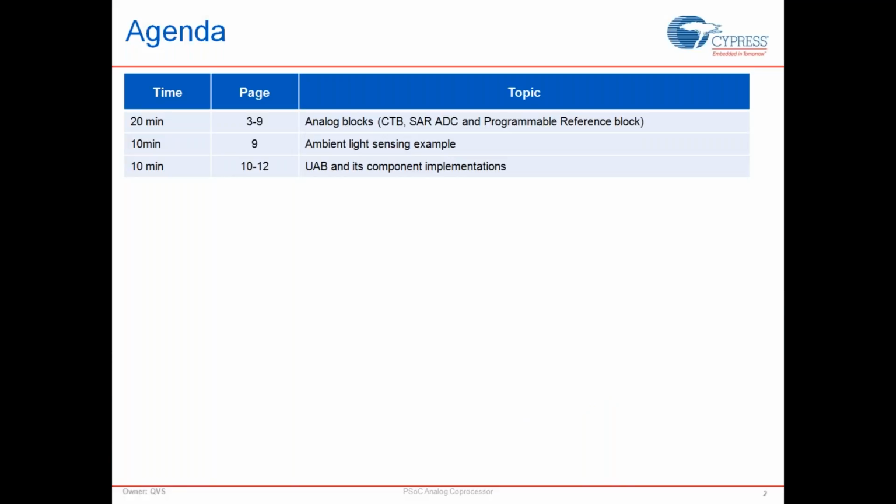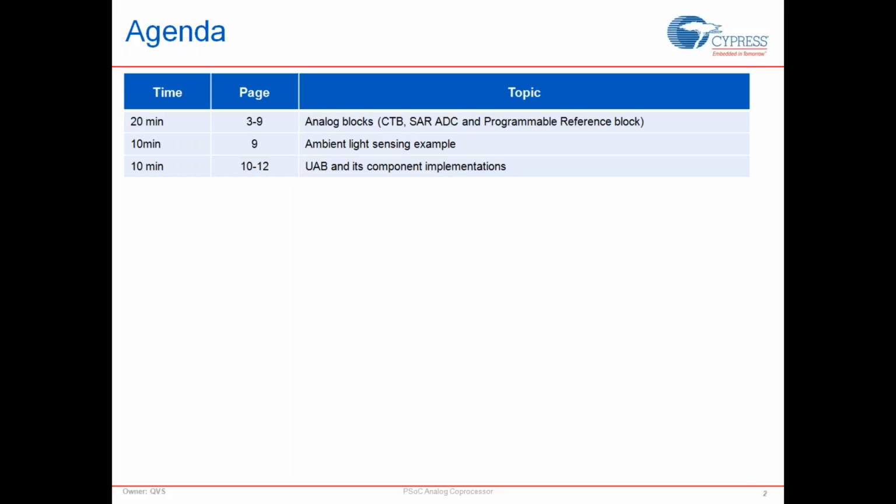In this session, the initial part, about 20 minutes, I'm going to spend talking about the analog blocks: the CTB, which is an op-amp based continuous time block, the SAR ADC block inside this device, and a programmable reference block, which gives you multiple options of references that you can use in your system. Then we'll talk about a small example of an ambient light sensing application, which uses the analog blocks we have looked at in the initial part of the session.